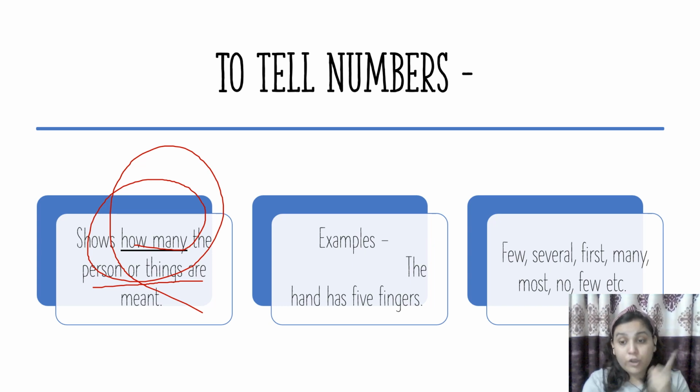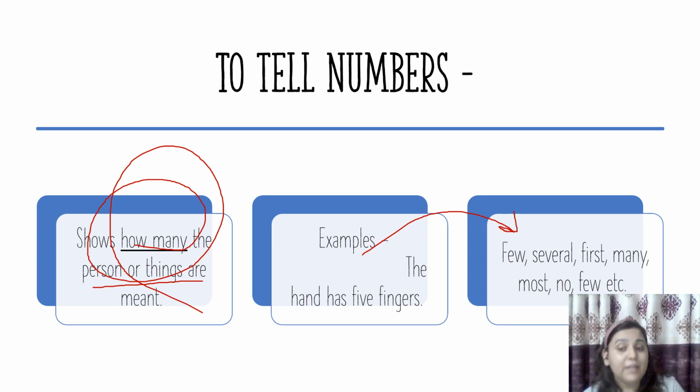In addition to talking about the number names, we also talk about some examples like few. How much amount of thing is there? Few. There are several things which are kept. I came first in the class. We talked about that the position is also considered in numbers. There are many friends. Rahul has many friends. How many friends? Many friends. Most of us, no, few, etc. These are the words which are used to tell numbers.